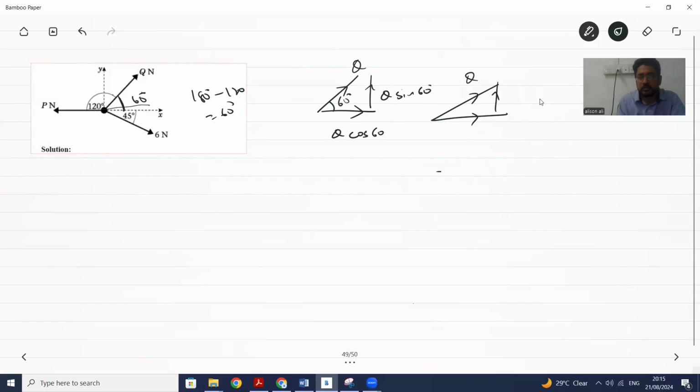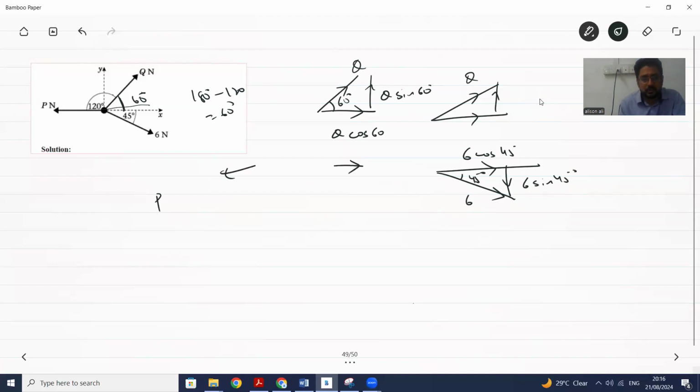Similarly, this one, 6, it is going like this. So this and this. This would be 6, and the total in the x direction is 6 cos 45. And this is 6 sin 45. Okay, so if we resolve, P is in this direction.